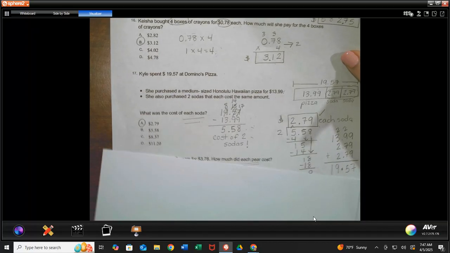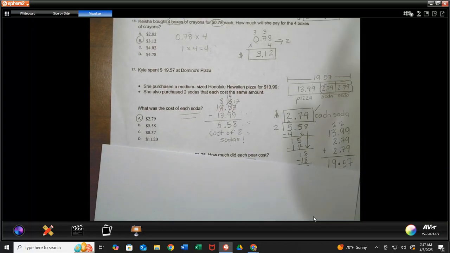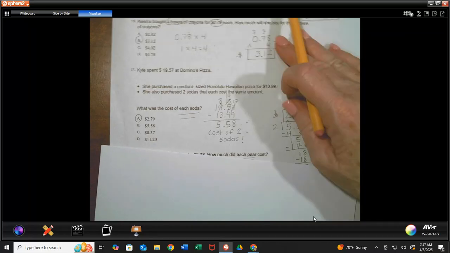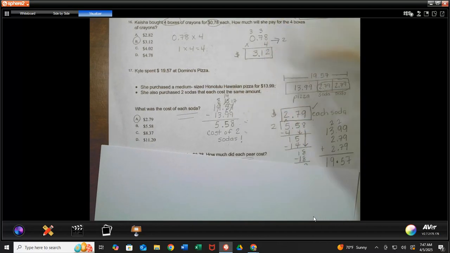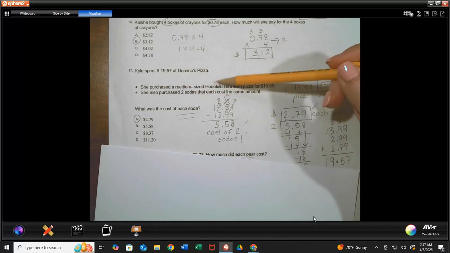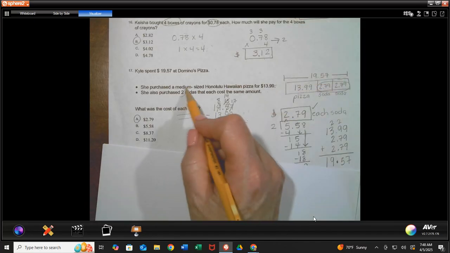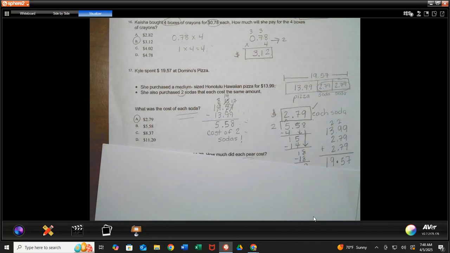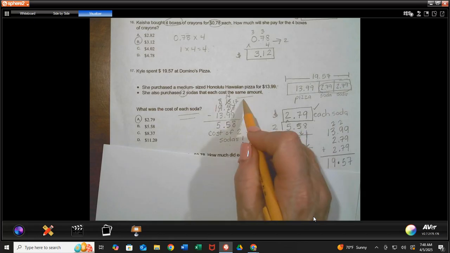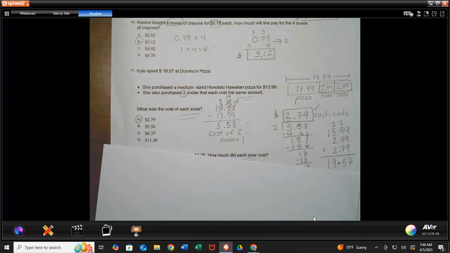All right. This is a multi-step problem. I recognized it when I read it. Kyle spent $19.57 at Domino's Pizza. She purchased a medium-sized Honolulu Hawaiian pizza for $13.99. She also purchased 2 sodas that each cost the same amount. And I want to know, what is the cost of each soda?